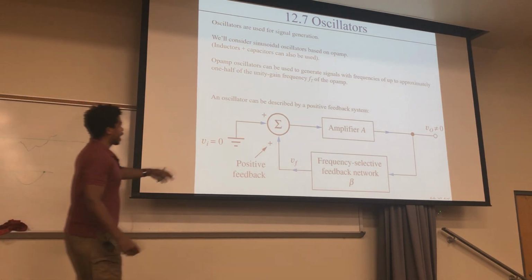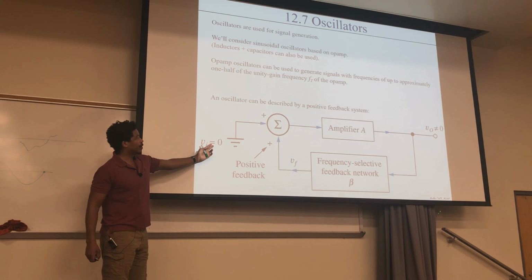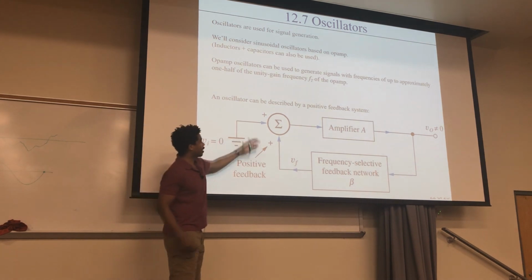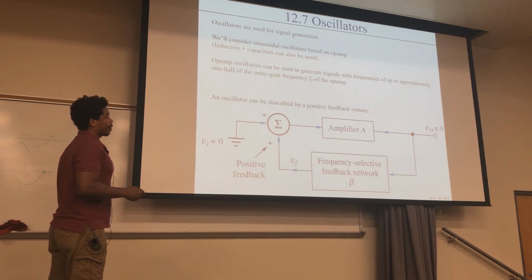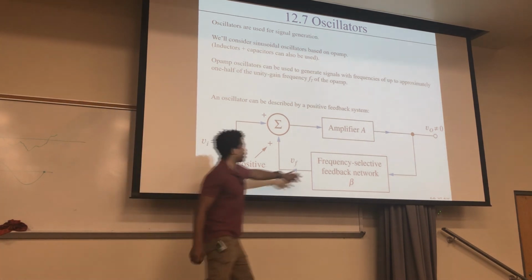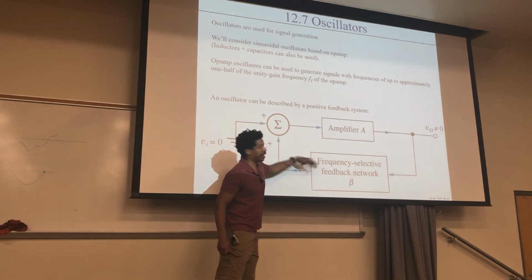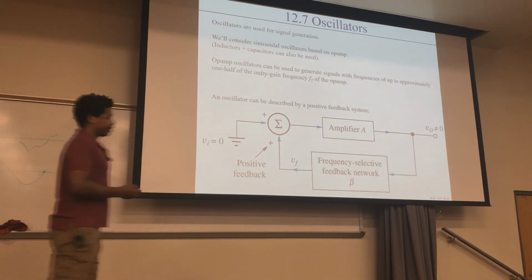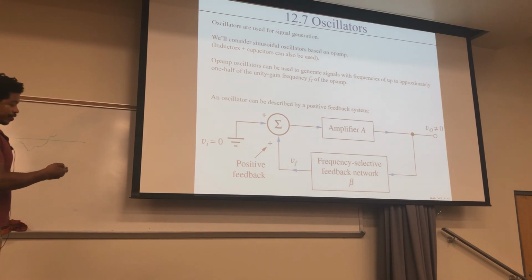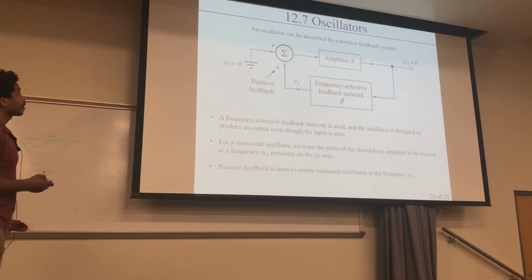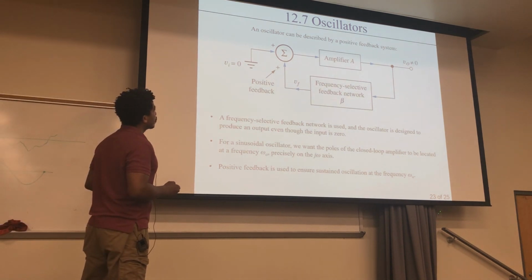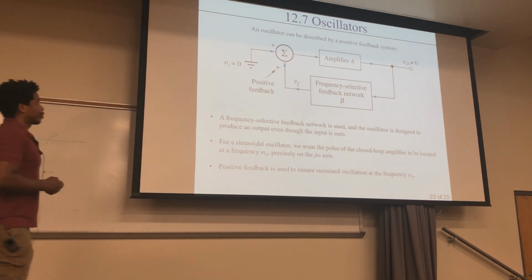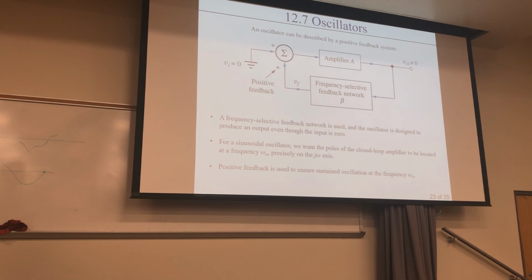Another interesting thing is that your input here is 0, right? So you have 0 input. You have this feedback, and it's being amplified. And there are some conditions on this feedback as well to make it oscillate sinusoidally. But your output, of course, is your sinusoidal signal. So this right here is a frequency selective feedback. That's used in oscillators designed to produce the output even though the input is 0.